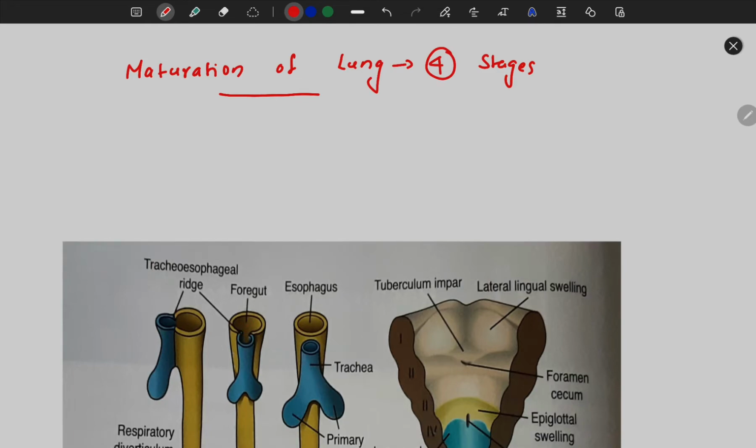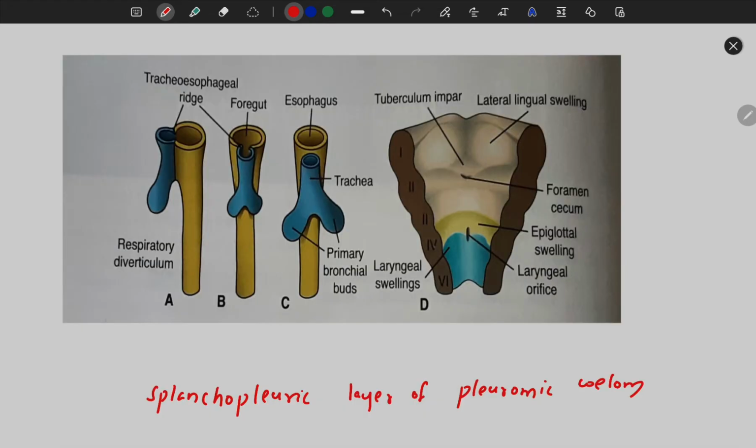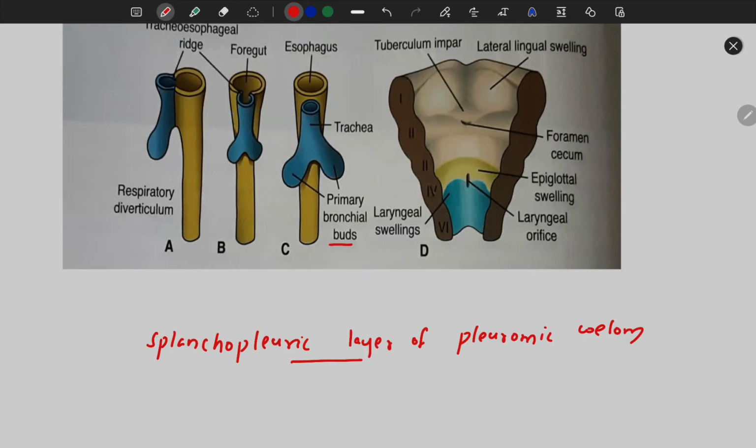So in the maturation of lungs, we are having 4 stages. So initially, these two bronchial buds will be invaginating into the splanchnopleuric layer of pleuroperitoneal coelom. So actually this splanchnopleuric layer will form the pulmonary pleura, that is the visceral pleura. So these two buds will be invaginating into the coelomic cavity.